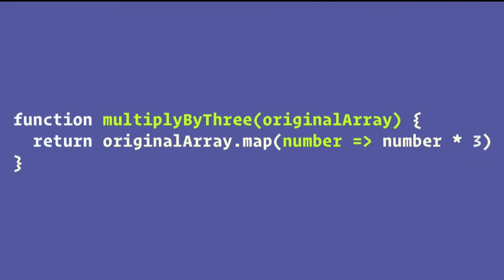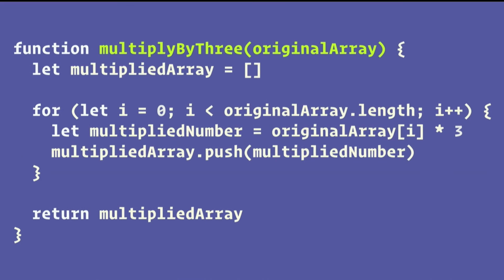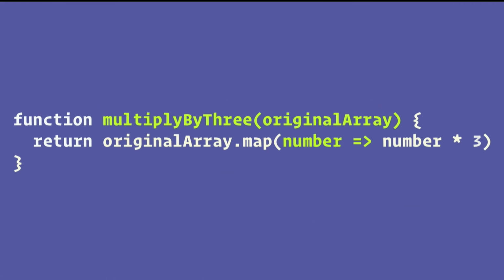Declarative version. Here we go. For everything in the original array, multiply by 3. Map will automatically give you a new array. You don't have to instantiate the new array yourself. You don't even have to type return. Same thing. So that's kind of the idea, declarative versus imperative.